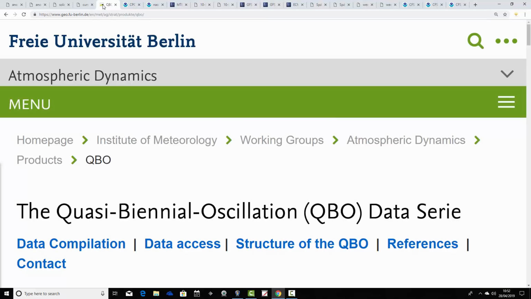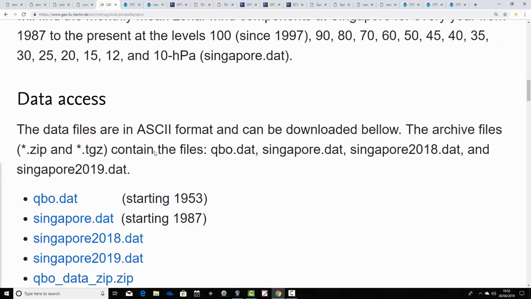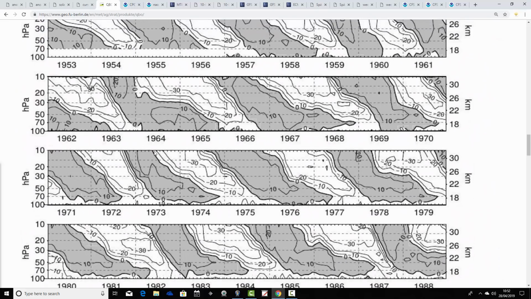Anyway, QBO, quasi-biennial oscillation. I haven't looked at this. It's from the University of Berlin. So it just confirms that we're in a westerly QBO phase, really. But they stopped updating this for around a year. I'm not sure what happened, but they have recently started updating the chart again. So you're familiar with this.